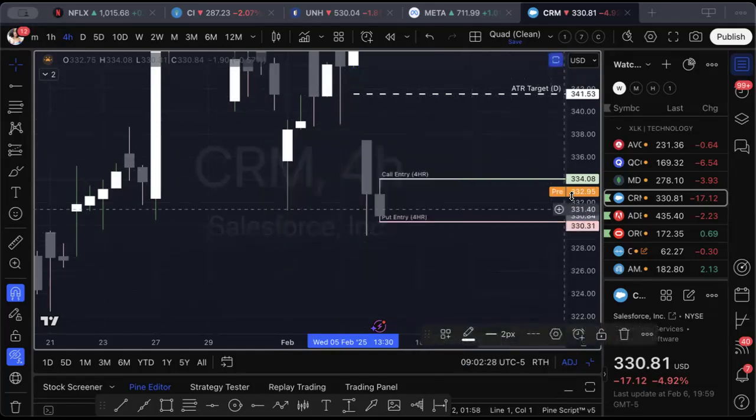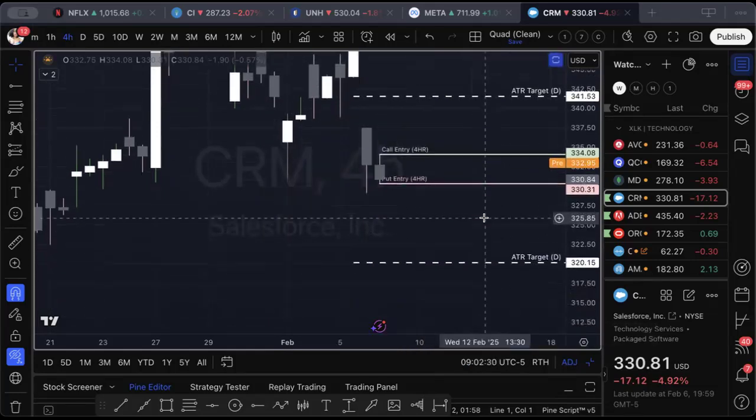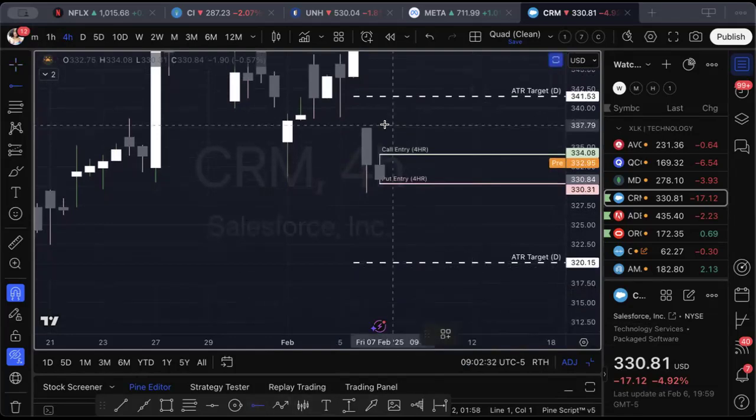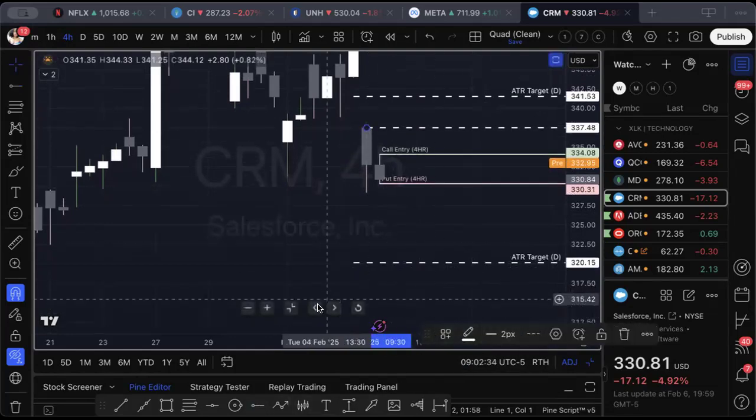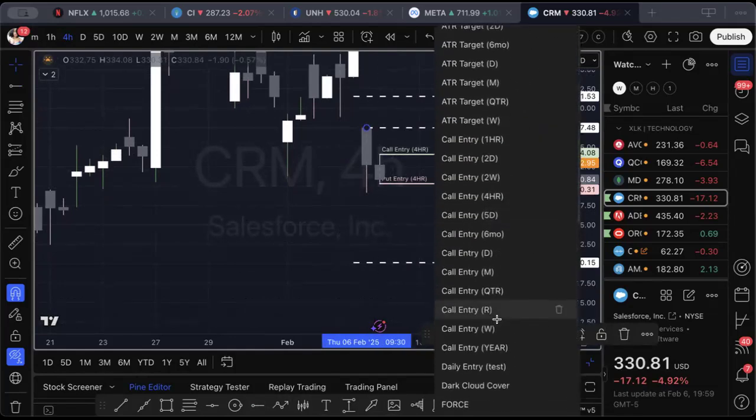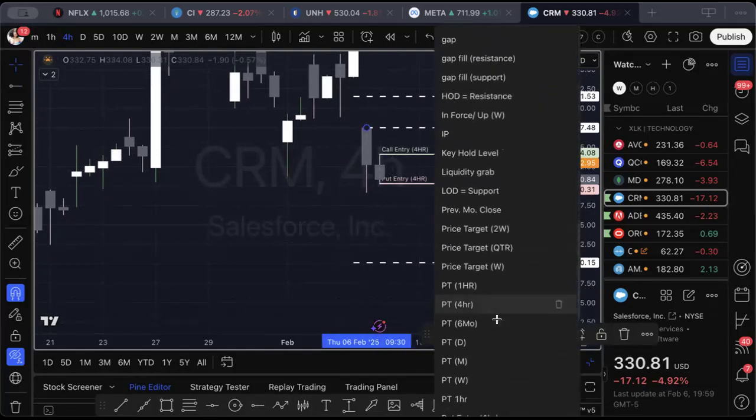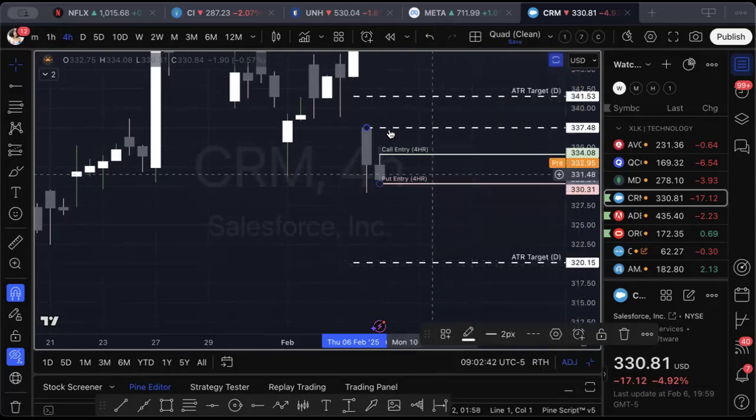all right. So now that we have that mapped out, we can go ahead and tackle our PTs. So that's our price targets. Price targets are areas in which you can consider taking profit. That's one way to do it. And we found it on the 4 hour, so we're going to do that.